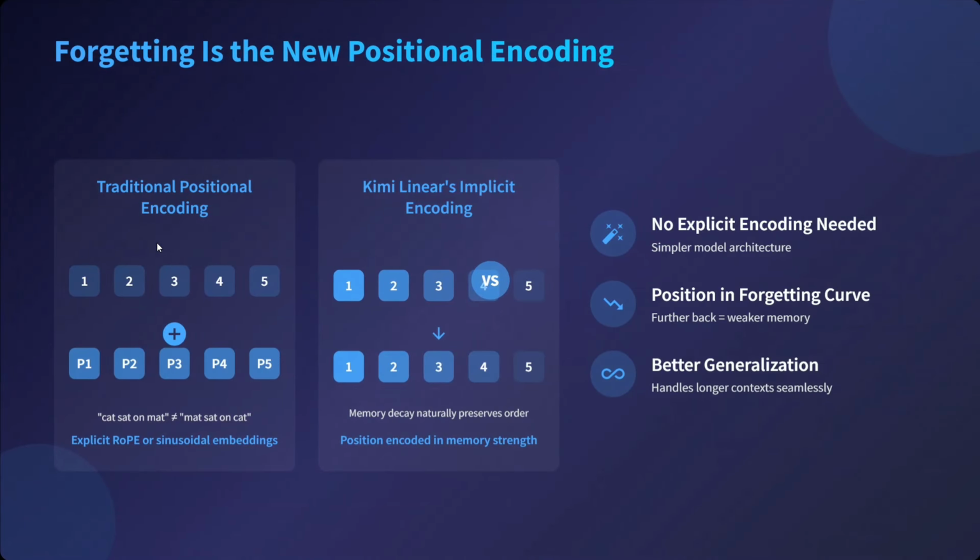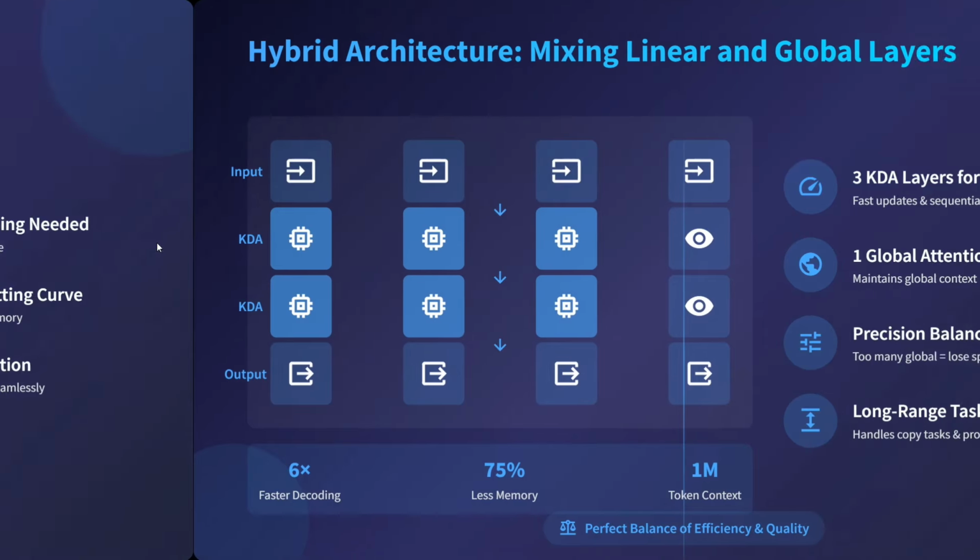Forgetting is a new positional encoding. So it also doesn't use positional encoding, which is used in traditional transformers. It doesn't remember the position using position encoding, but as you can see, no explicit encoding is required. Position and forgetting curve. So basically, within the memory only it is able to remember the stuff. So no positional encoding is required.